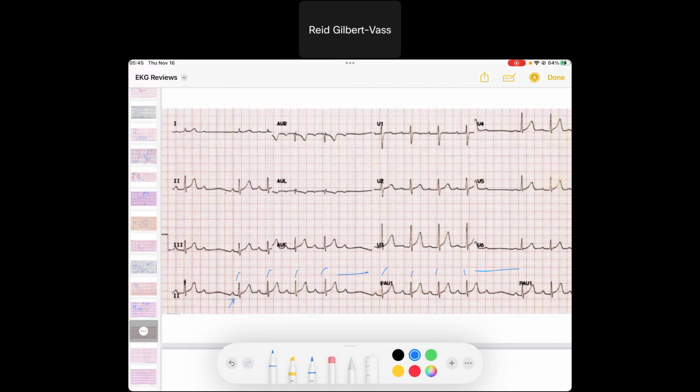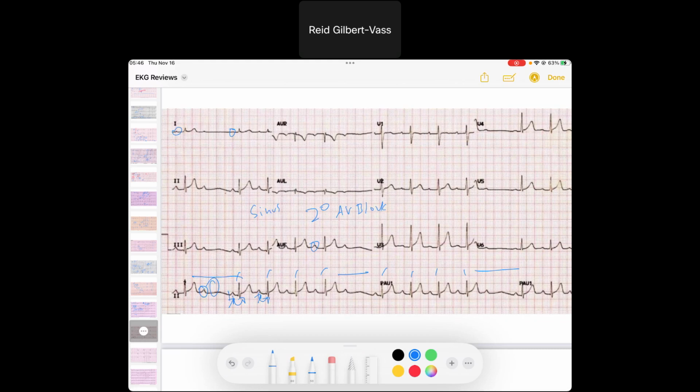I see some P waves in front of them. Those P waves are up in lead one, and they're up in AVF. So these are sinus P waves. And then let's try to figure out, well, before this gap, you can see there's a P wave, and then there's no QRS. I don't see a QRS. So this must be some type of second degree AV block, because some of the P waves are conducting, but not all of them. So we need to figure out what type.